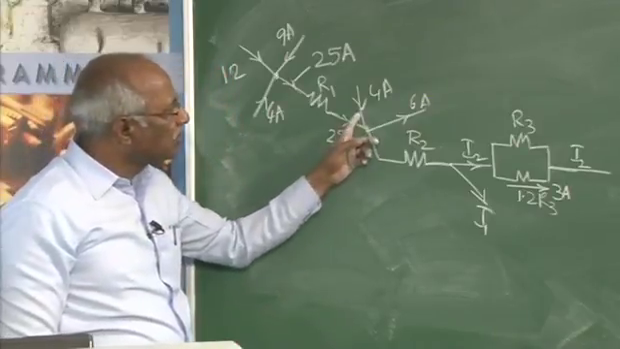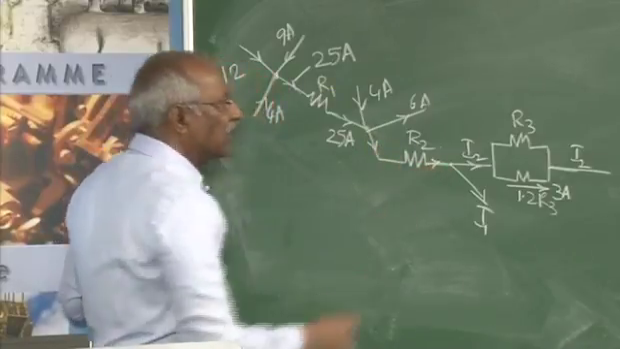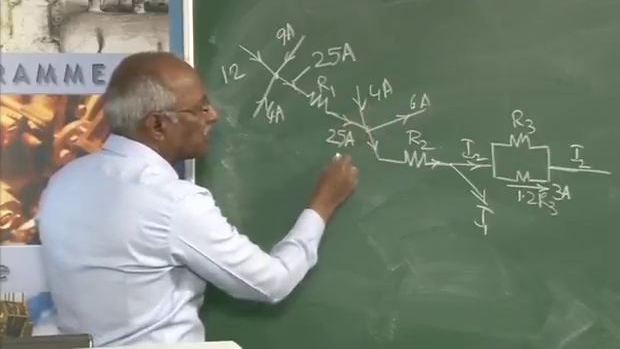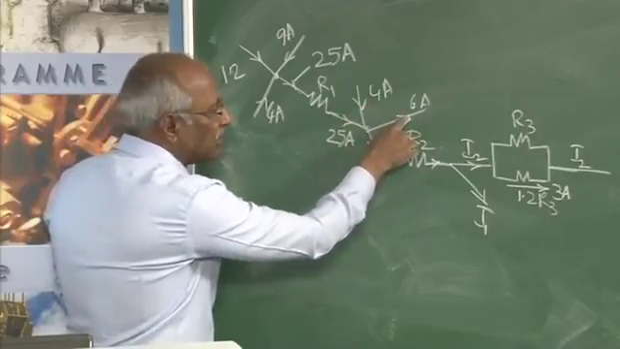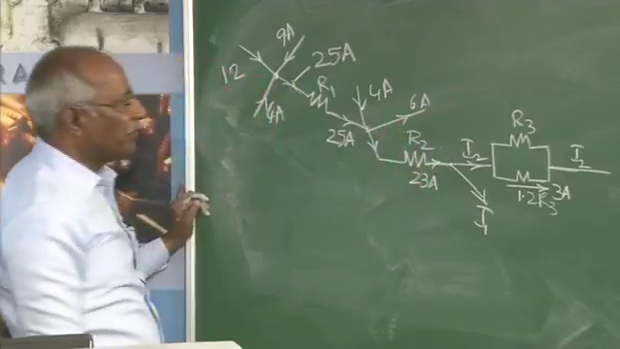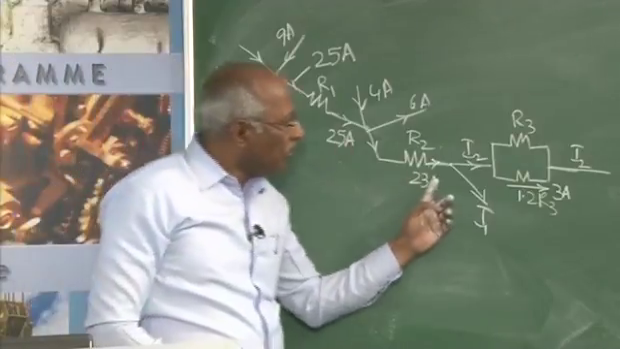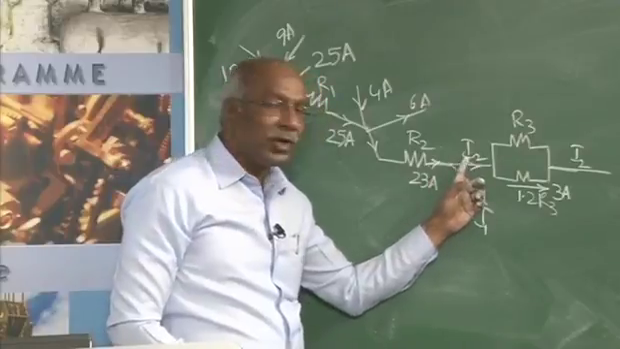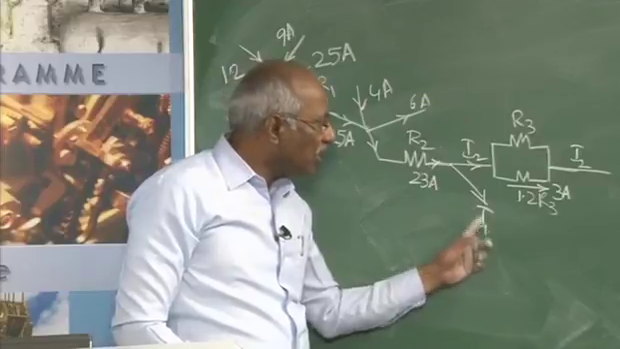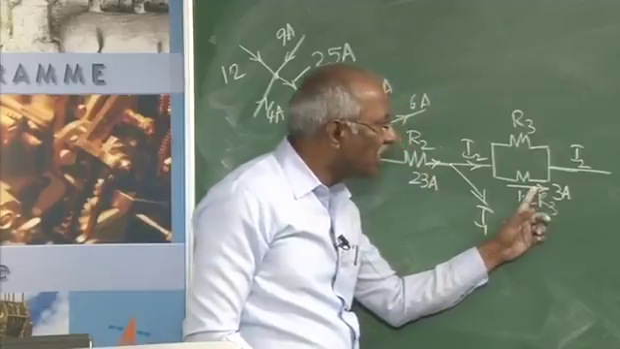What will be the current here now? The current here is the same as the current here, that will be 25 plus 4, that comes to 29, minus 6, that comes to 23 amperes. So, the current here is 23 amperes. Once I know this, do I know I2? I do not know these two. In that respect, one of these two must be known. We will observe here it is 3 ampere.